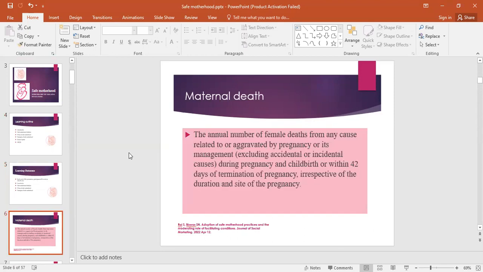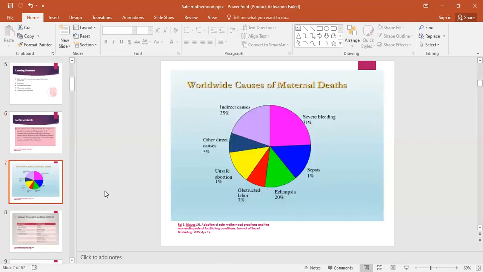What is maternal death? The annual number of female deaths from any cause related to or aggravated by pregnancy or its management during pregnancy and childbirth, or within 42 days of termination of pregnancy, irrespective of duration and site of pregnancy. There are multiple causes of maternal death, like indirect causes, severe bleeding, sepsis, eclampsia, obstructed labor, and unsafe abortion. The largest share is severe bleeding, postpartum hemorrhage.